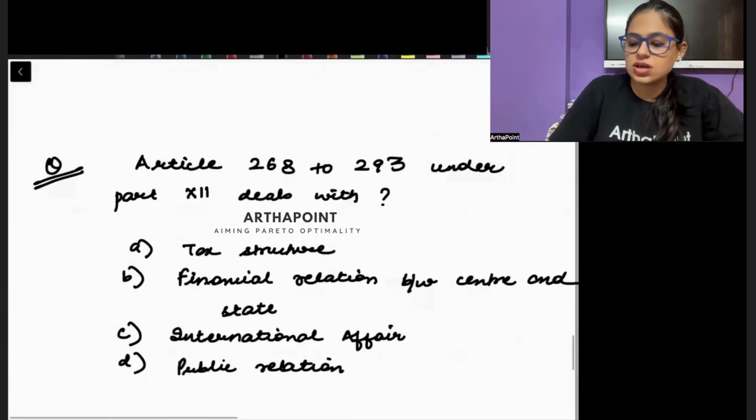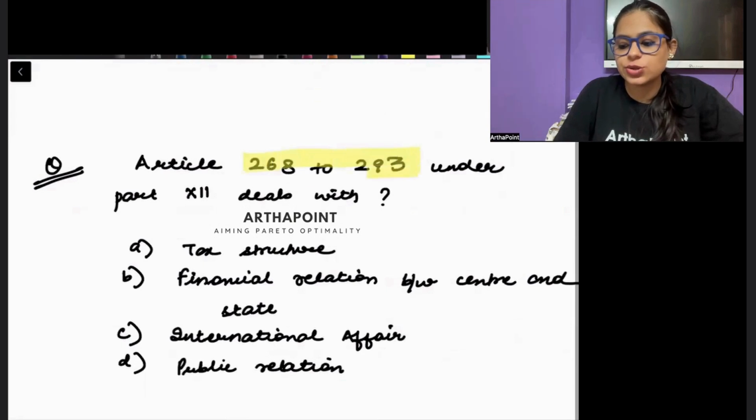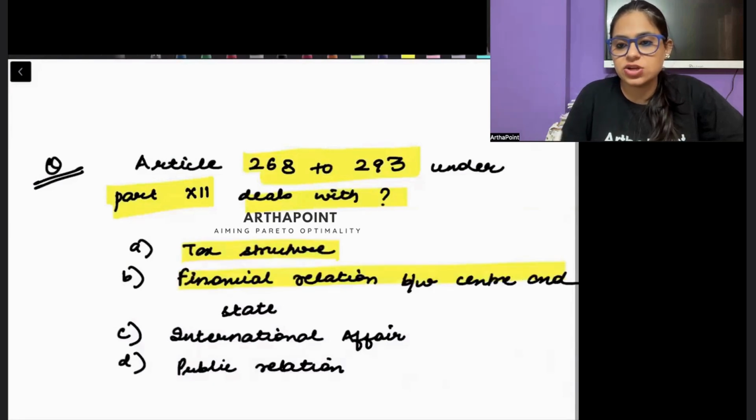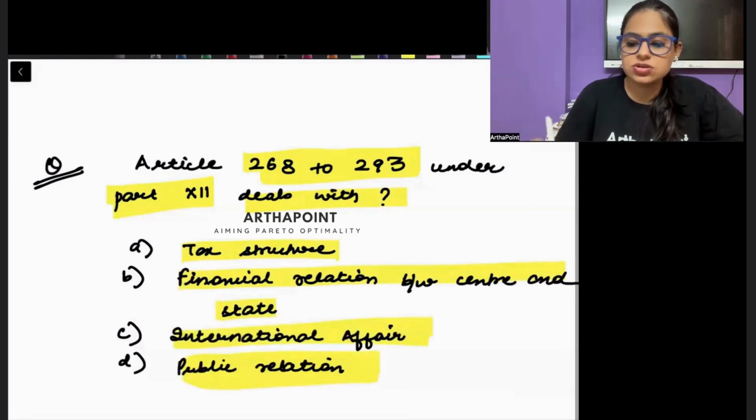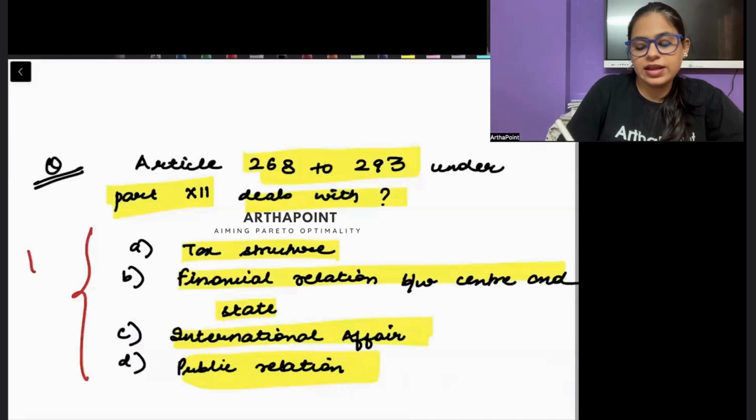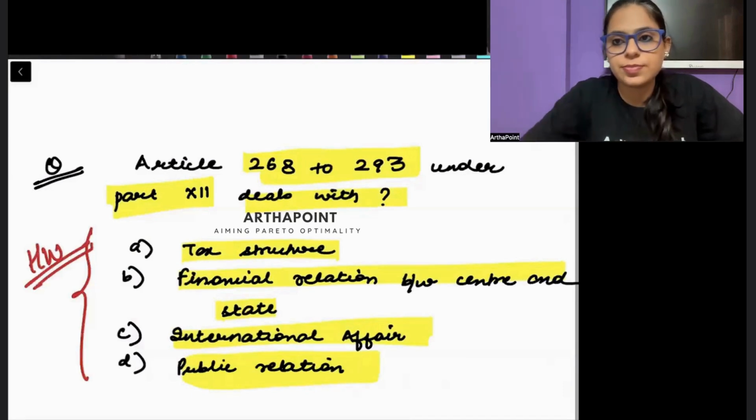So the question is, Article 268 to 293 under Part 12 deals with: A, tax structure; B, finance relation between center and state; C, international affair; D, public relation. So this is a homework question and everybody will try to answer this question.